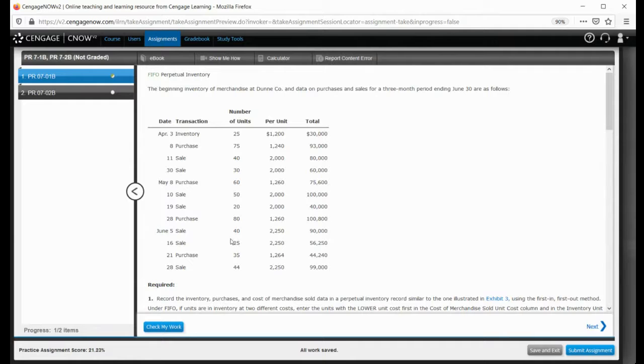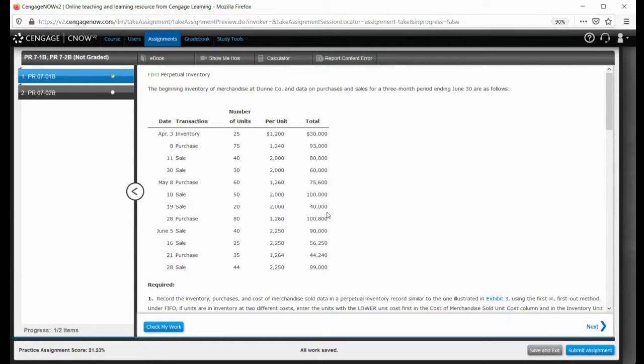In the next transaction that happened on May the 19th, we had another sale. We sold 20 more units. The selling price was $2,000. So the total amount of the sales is $40,000. In your journal, you would have debited accounts receivable and credited your sales for $40,000.